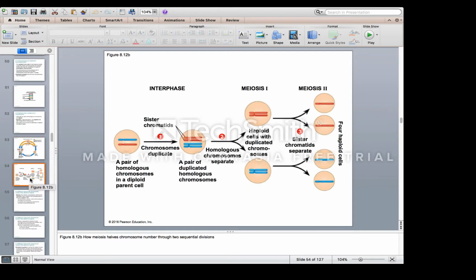Okay, so in interphase, you usually have a pair of homologous chromosomes in a diploid parent cell that once they duplicate, they're going to create a pair, right? So you see one here, and one here. They're duplicating in interphase. This happened where? In the S phase of interphase. Where's the S phase? It's a synthesis phase between gap 1 and gap 2, which is all part of interphase.